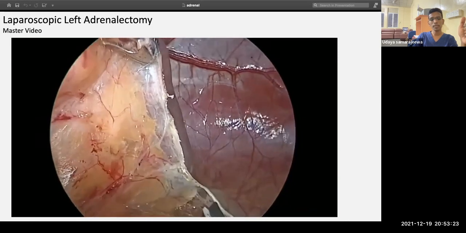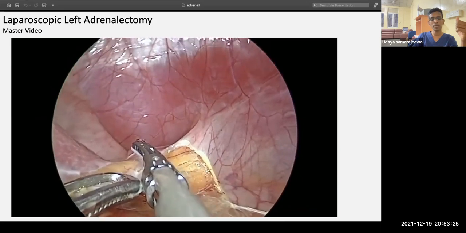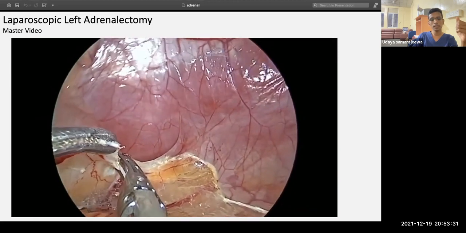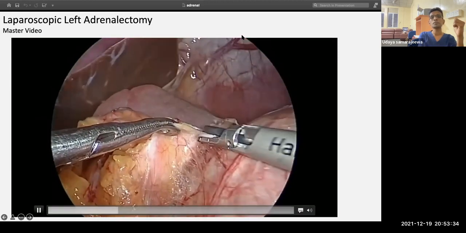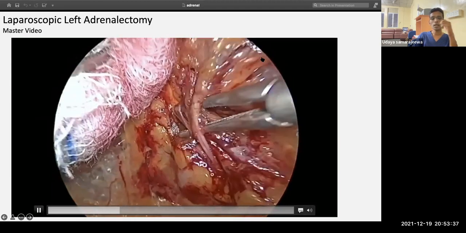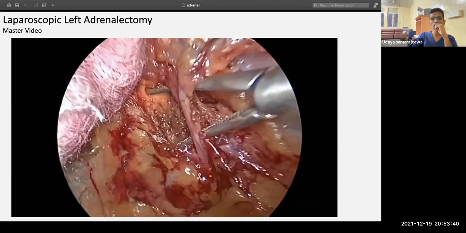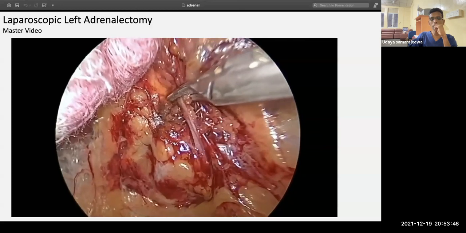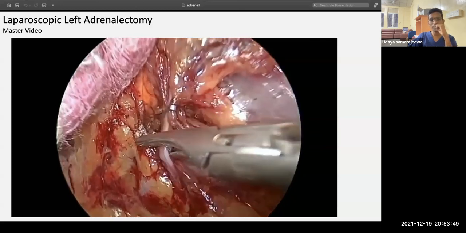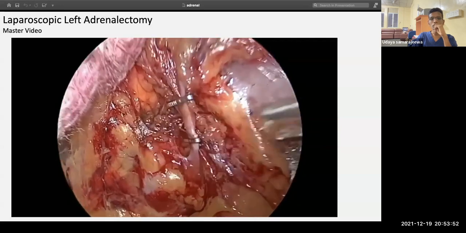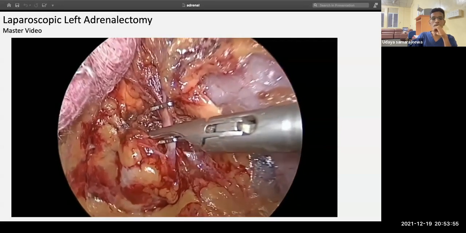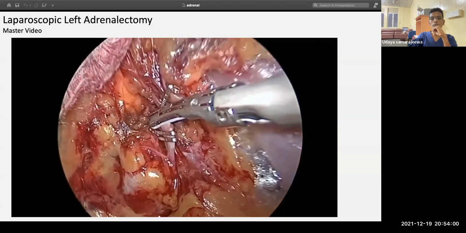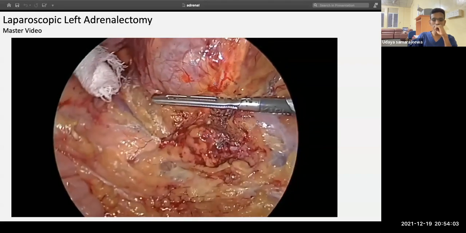So still we are dissecting the spleen out from our operating field. If you stick into the tissue planes, you can see the blood loss is minimal. And this is the inferior adrenal artery arising from the renal artery. We are using a swab to mop the area. Here we are using actually a harmonic scalpel.